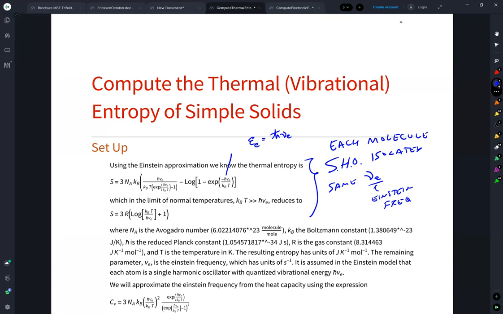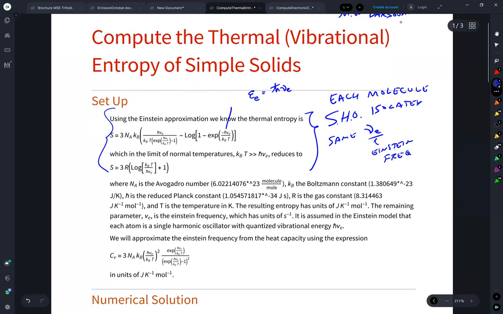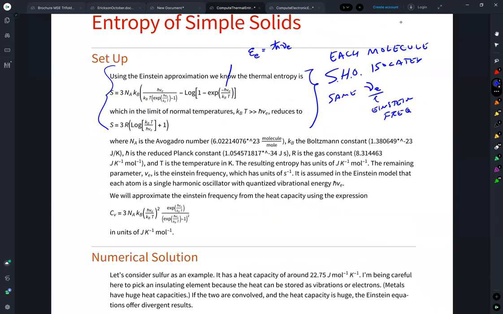So that makes sense. You can read more about this and where I took this expression from: The Fundamentals of Ceramics by M. W. Barsoum. This is where I found the discussion of the vibrational entropy and that Einstein approximation.